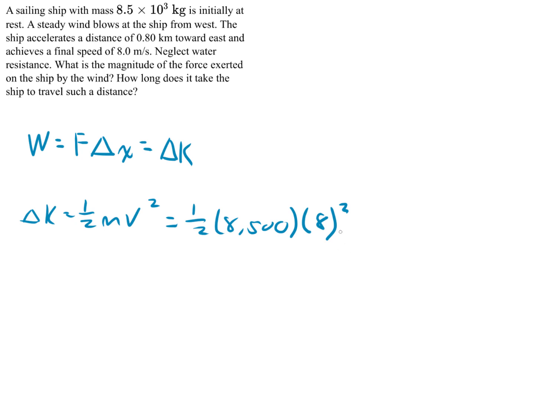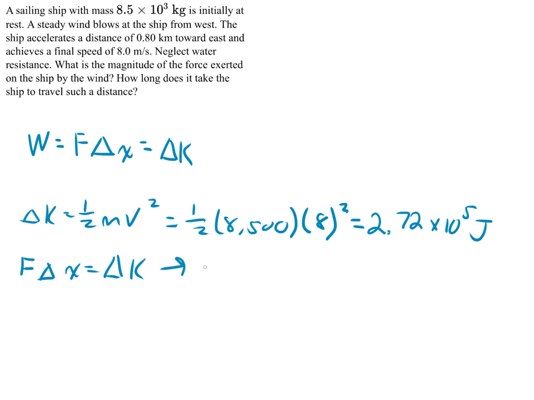Now, if you multiply all of this, you should get that it is equal to 272,000 joules, or 2.72 times 10 to the 5th power joules. And that is the ship's kinetic energy after being accelerated by the wind. So now we can use this equation to figure out the magnitude of the force exerted on the ship by the wind.